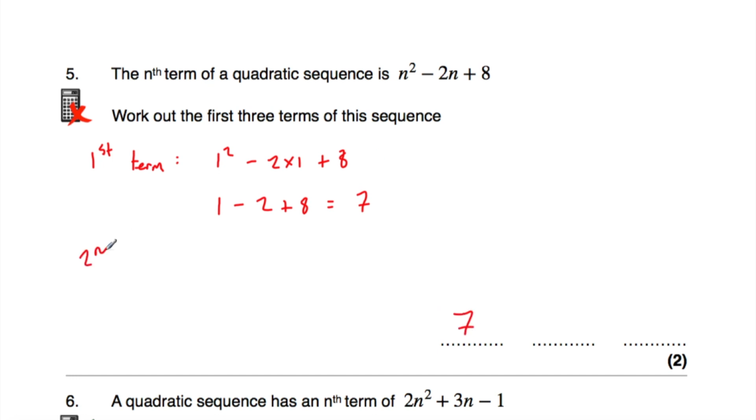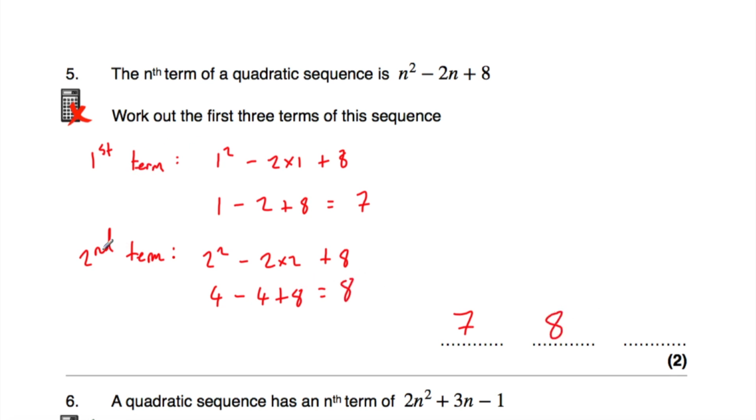Now our second term. To find our second term, we just need to let n equal 2. We need to substitute in the value 2 for n. So instead of n squared, it'll be 2 squared, then subtract, and instead of 2 times n, it'll be 2 times 2, and then plus 8. So 2 squared is 4, then subtract, and 2 times 2 is 4, and then plus 8. 4 take away 4 is 0, plus 8 would be 8. So the second term in this quadratic sequence would be 8.